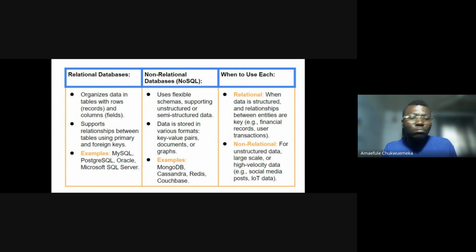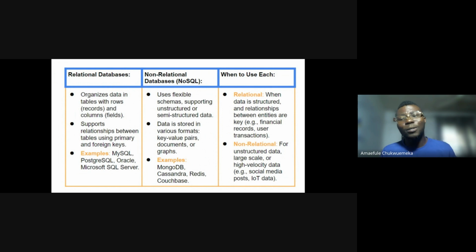Now, some DBMS, or better to say, some applications that we use to interact with a relational database include MySQL, PostgreSQL, Oracle, Microsoft SQL Server. These are open source, and they're out there for you to use to be able to manage your organization or understand how to create a system for a database.